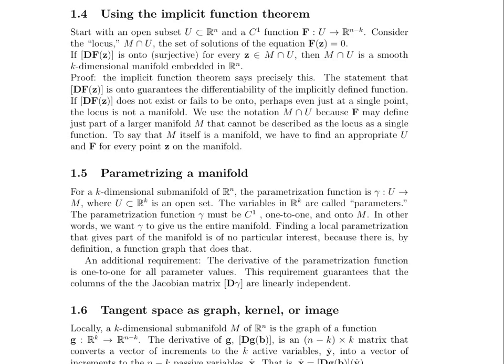The variables in Rk are called parameters. Remember that k is the number of active variables. So that is how many parameters you should have in your parameterization. The parameterization function gamma must be C1, 1-to-1, and onto the manifold. In other words, we want gamma to give us the entire manifold. We don't want to plug in multiple values for parameters and have them map to the same point on the manifold. We also don't want to miss any points when we plug in all the possible values for the parameters.